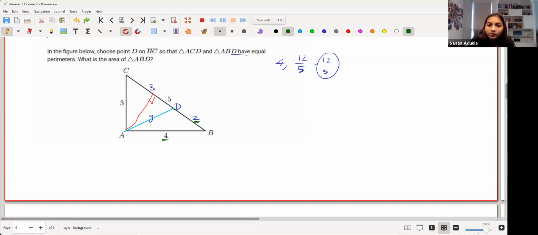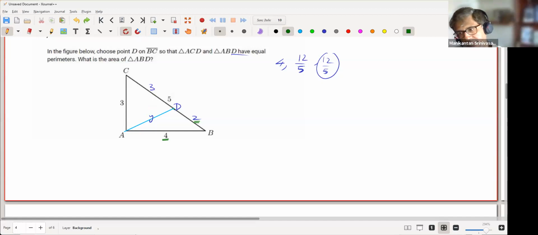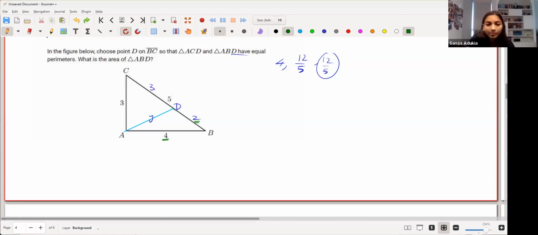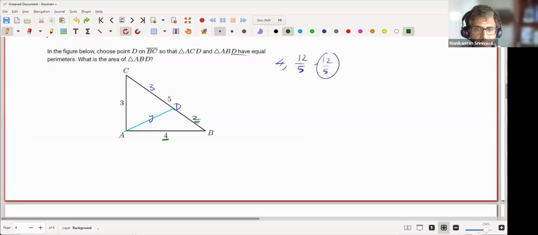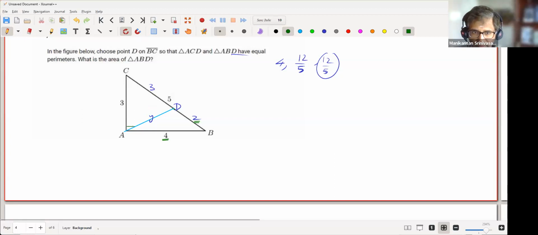So I have a question. Yeah, go ahead, Sana. Okay, so basically, is CAB a 90-degree angle? You tell me. The lengths are given as 3, 4, and 5. Okay, it is, right? Because the lengths are given as 3, 4, and 5.